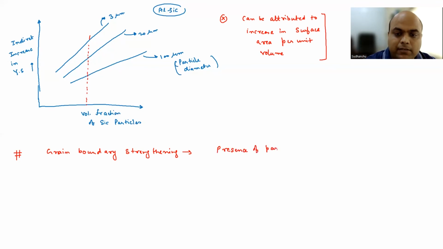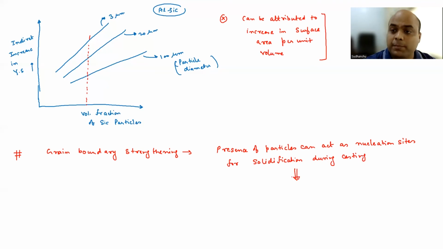So presence of particles can act as nucleation sites for solidification during casting. And if that happens, you have more number of nucleation sites, right? In fact, if you increase the volume fraction of the particles, this will lead to decreasing grain size and therefore increasing strength.